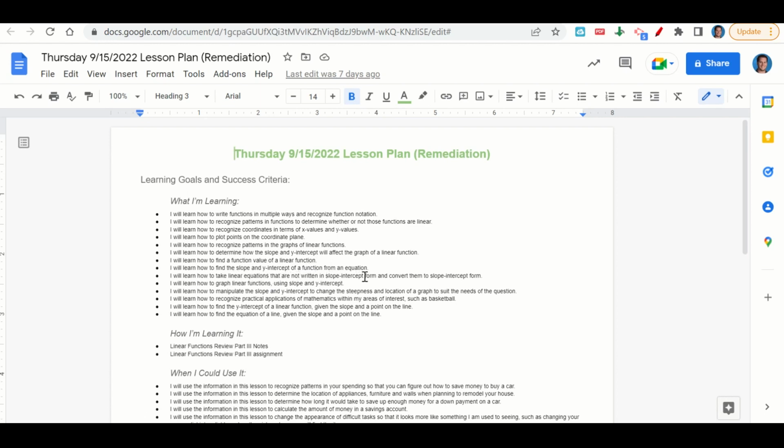in slope-intercept form and convert them to slope-intercept form, to graph linear functions using slope and y-intercept, to manipulate the slope and y-intercept to change the steepness and location of a graph to suit the needs of a question, to recognize practical applications of mathematics within your areas of interest, such as basketball, to find the y-intercept of a linear function given the slope and a point on the line, and to find the equation of a line given the slope and a point on the line.